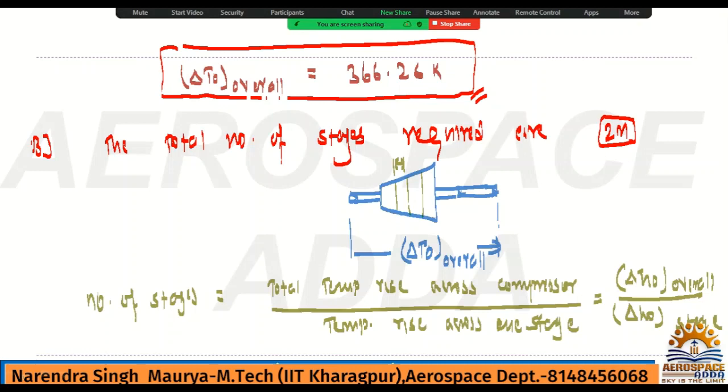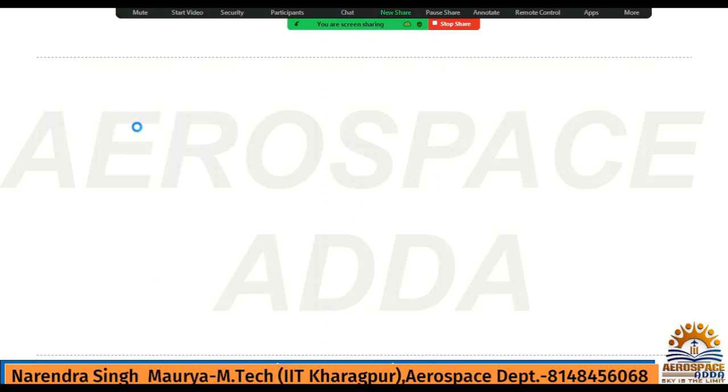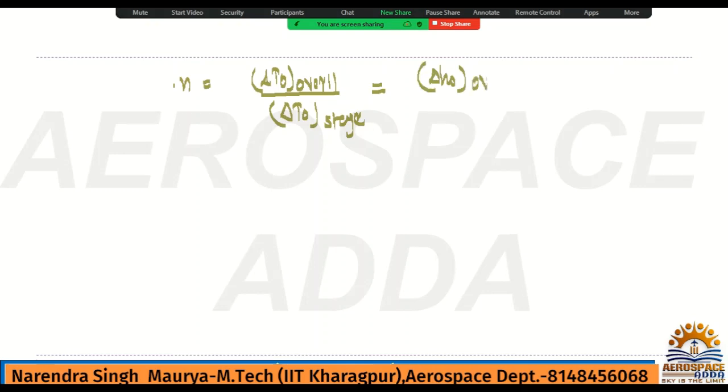So if number of stages you want to find, then what you will do? Simple. Here n is equal to delta T naught overall divided by delta T naught stage, or you can write delta H naught overall divided by delta H naught stage. So if you check, delta H naught stage they have given to us in the problem.